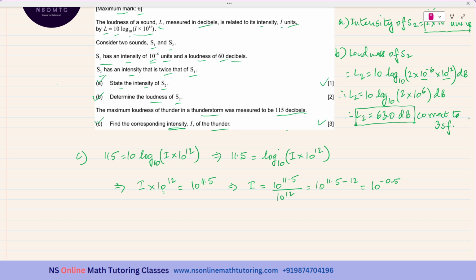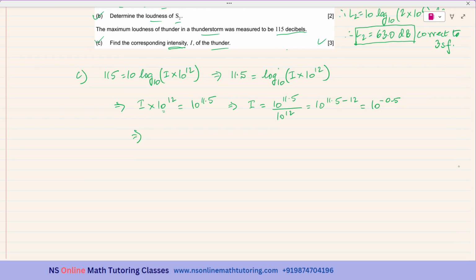So this is I. It is a negative power, so I can write 1 over 10 to the power of 0.5. And what is 0.5? It is half. And power of half is equivalent to square root. So it is basically 1 over square root of 10. This is the exact value, and now I am getting the decimal equivalent of this 1 over root 10.